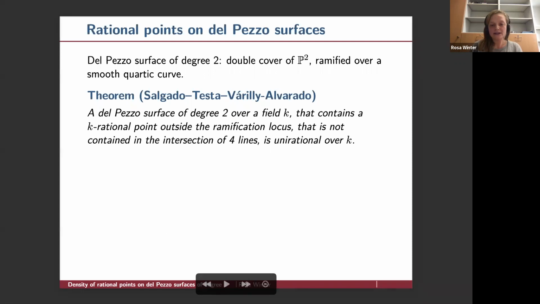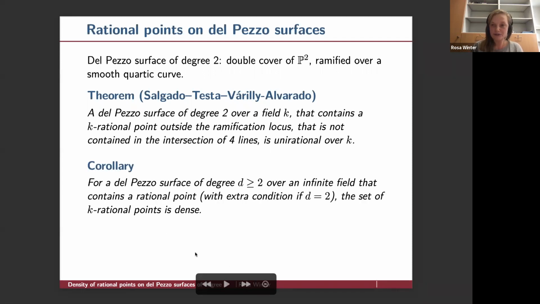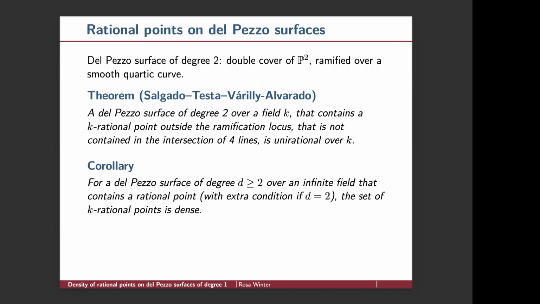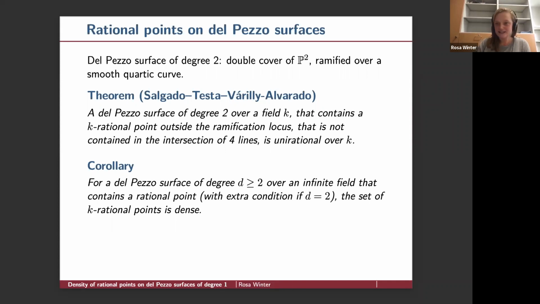And from this and the previous theorem I showed, we conclude that for any Del Pezzo surface of degree at least 2 over an infinite field, as soon as it contains a rational point, with this extra condition for degree 2, then the set of k-rational points is dense, since unirationality implies density. Yeah, so for all Del Pezzo surfaces of degree at least 2, we know that as soon as they contain a rational point and they satisfy the condition in the case of degree 2, then they're unirational, and if the field is infinite, this implies that the set of rational points is dense.